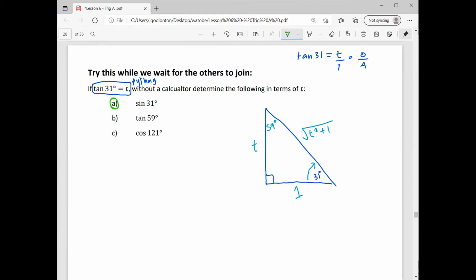So I'm just going to write them over here. Tan is opposite over adjacent. Cos is adjacent over hypotenuse. And sine is opposite over hypotenuse. And so using that, and looking at your triangle, what is sine 31 going to be?